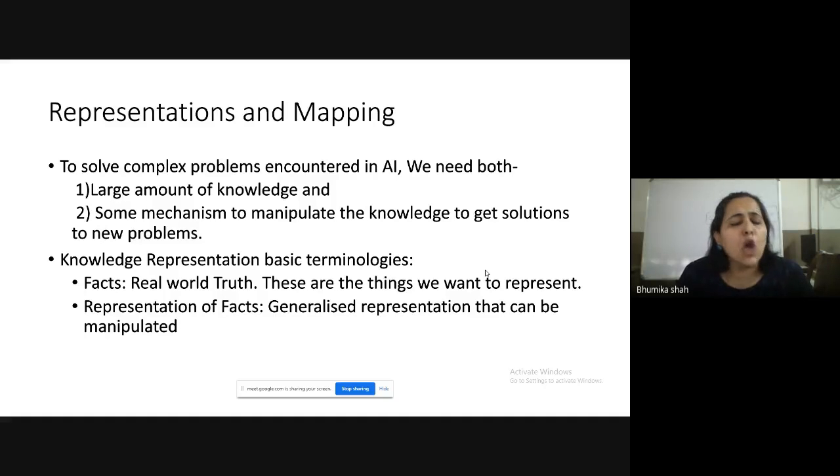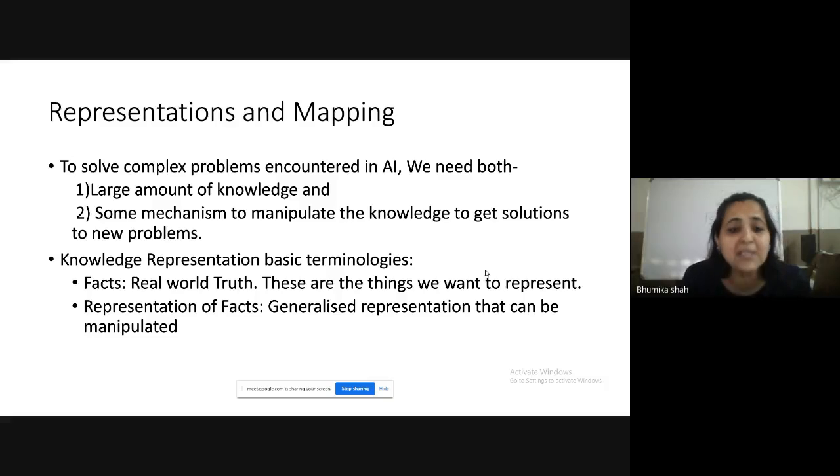To solve any complex AI application, you have to gather a large amount of knowledge. You also require some mechanism to manipulate this knowledge so that you can get the solution of whatever problems you want to deal with. So gather the knowledge, and find out the process by which you can manipulate this large amount of knowledge. Now, knowledge representation has basic terminology that we need to discuss. The first thing, which we have already discussed, is fact. What is a fact? Facts are real world truths.